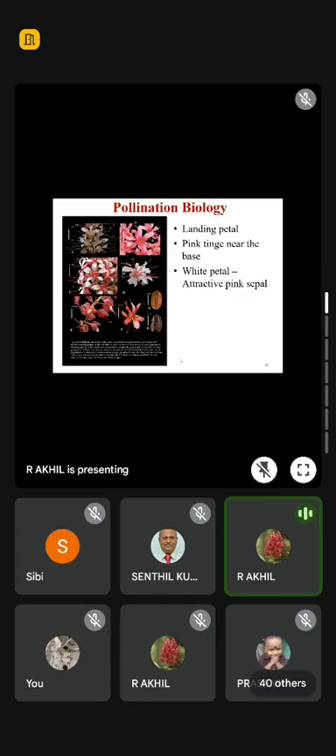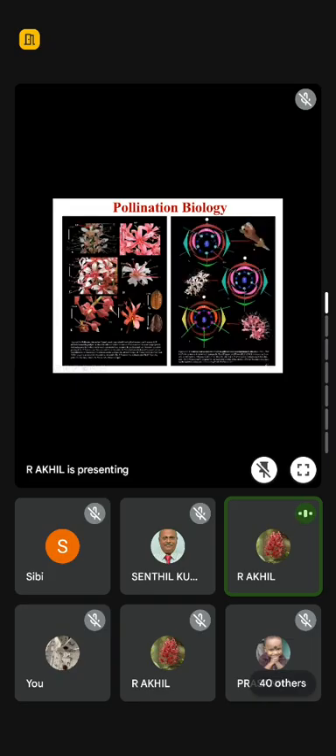Then, when studying pollination biology, both varieties of Humboldtia have a landing petal, which is shown in the figure, and which is not interrupted by the stamens. Most of the petals are pink at the base, but the landing petal has a broad line of marking. And if the petals are white, then the sepals are more attractive, which are pink in color, and which will attract the pollinators towards the flower.